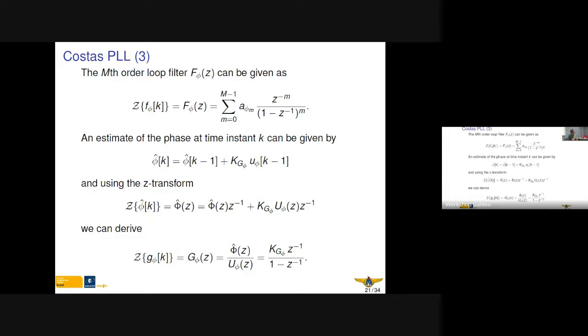And now calculating the transfer function, which means we are dividing output by the input signal, we get kg phi of z to the minus 1 over 1 minus z to the minus 1, which is an integrator again. So we're integrating the discriminator over time, and the loop filter is trying to remove as much as possible the noise before integrating these discriminator values.